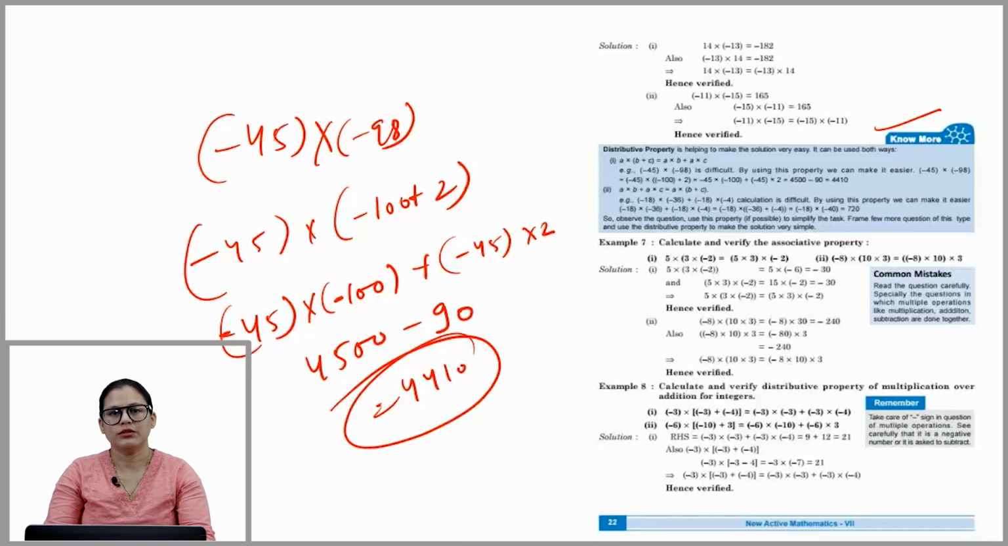So by using this property, we can make it easier. Okay. So the benefit of the properties is that we can take any difficult question and change it into an easier one. Okay. So observe the question, use this property if possible to simplify the task, frame a few more questions of this type and use the distributive property to make the solution very easy. Okay. Example 7, calculate and verify the associative property. Okay. So here it is given.